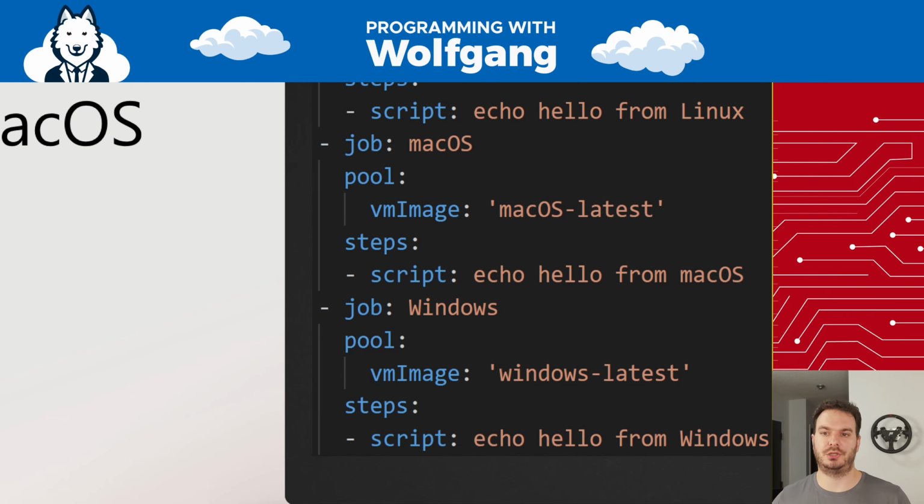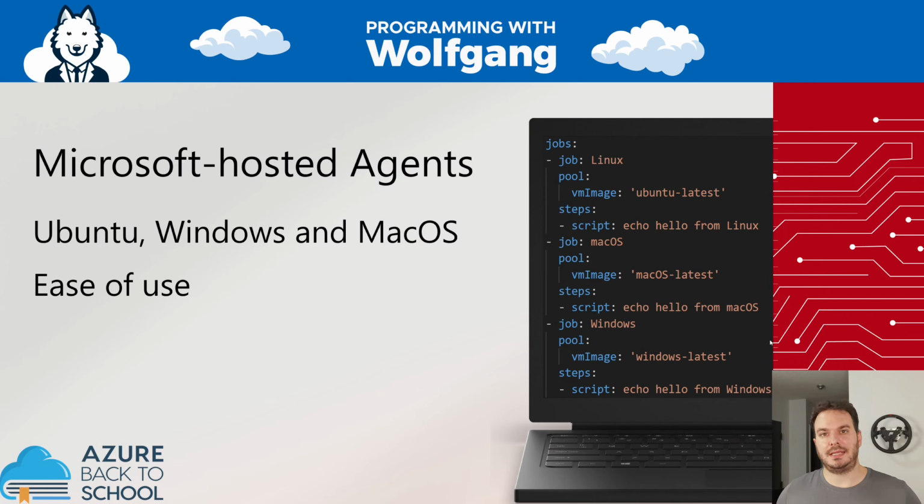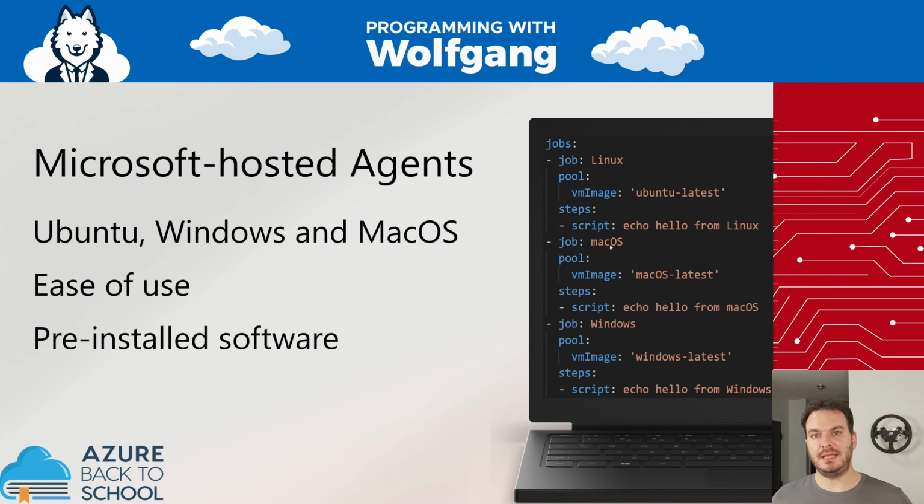and then executed. Another advantage of having the Microsoft agent is it already comes with pre-installed software. So all the commonly used software like .NET, Java, Python, but also PowerShell, kubectl, Docker is already installed on the agents. And also Microsoft takes care of the updates. This means I don't have to do any maintenance work. I just use it.